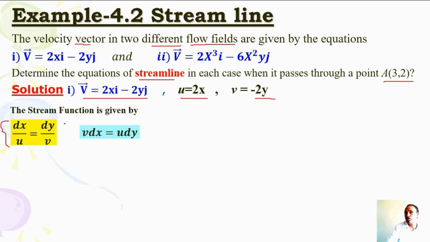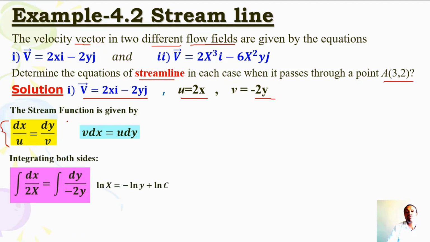This is the streamline function: dx over u equal to dy over v. You can crisscross this one, so v dx equal to u dy. So integrating both sides, you take this one: integrate dx over u, where u is this component. You bring it here and substitute, and v is this one. Again, you substitute in this equation.